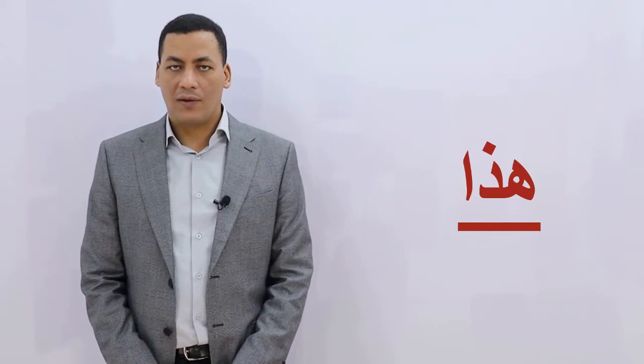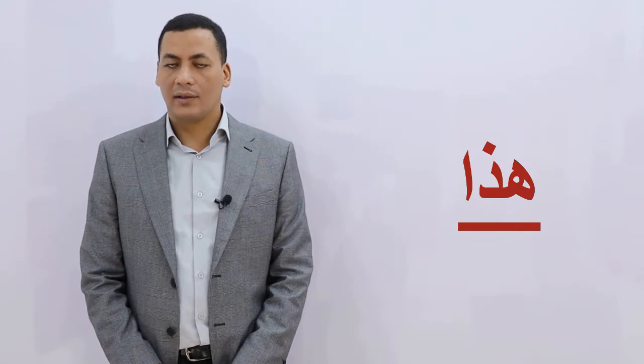In our last episode, we studied the word hadha, which means this, and we studied some examples of masculine vocabulary. So we said last time Arabic has masculine vocabulary and feminine vocabulary. Masculine vocabulary requires a word like hadha, this, for it, and feminine vocabulary requires a word like hadhihi. So hadhihi simply means this, but for feminine vocabulary.